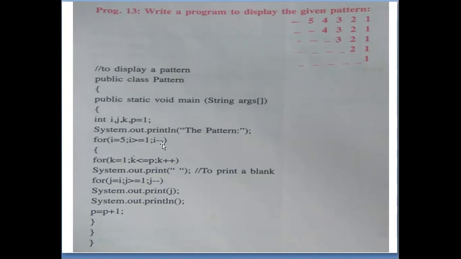Next time i becomes 4. This is one reason we are using the variable like this, and second, the same variable we can use for starting the pattern even.